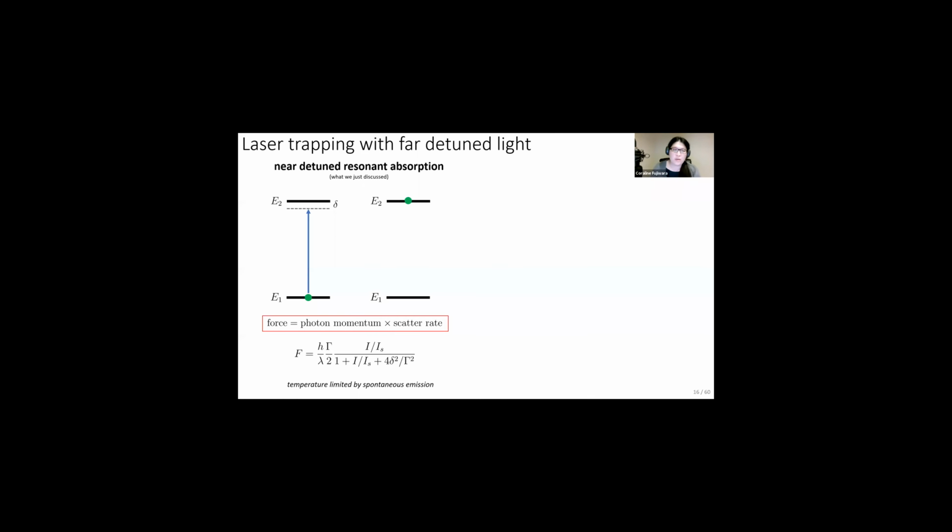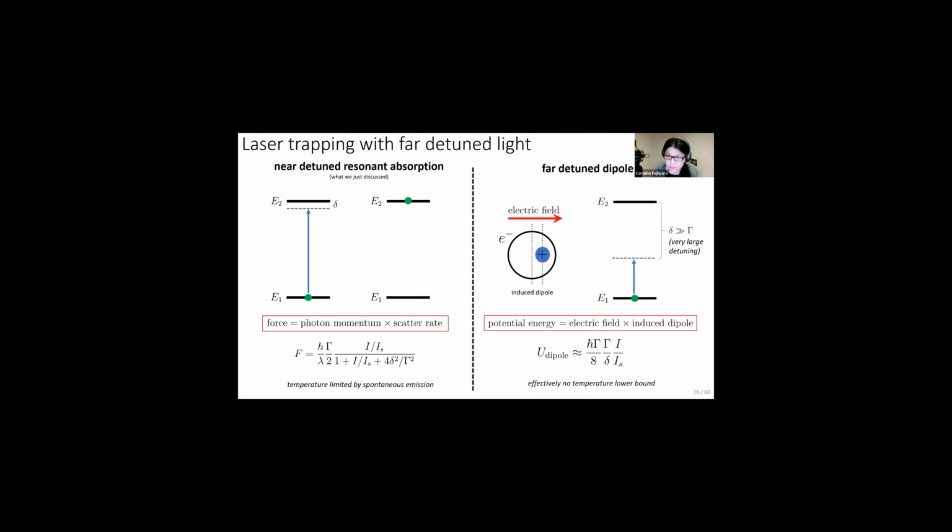So it turns out that there's another mechanism by which atoms interact with light, and that's called a far detuned dipole force. So let me go ahead and explain how that works. We're talking about applying laser light to some atoms, and you should remember that light is an electromagnetic wave, which means it has an electric field.